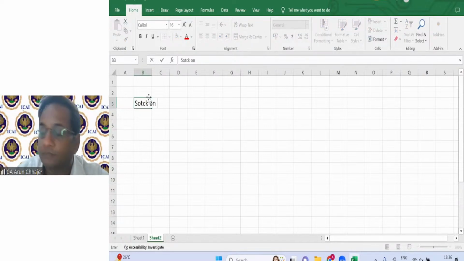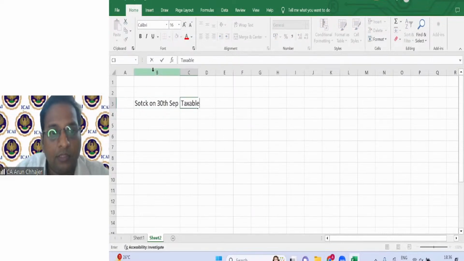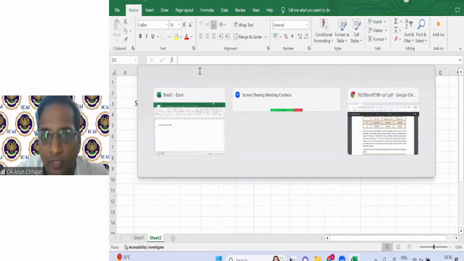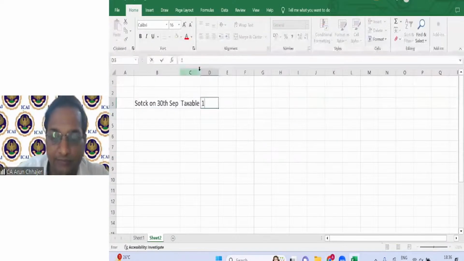Stock on 30th September. Taxable item, exempted we will not take. Only taxable item we will take. कितना है stock? Stock is 10 lakh rupees. ठीक है.